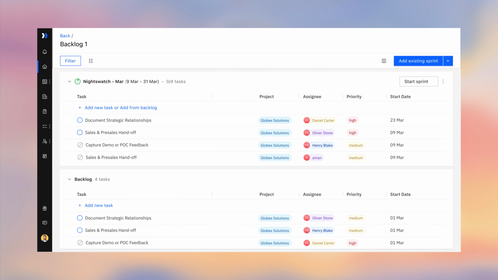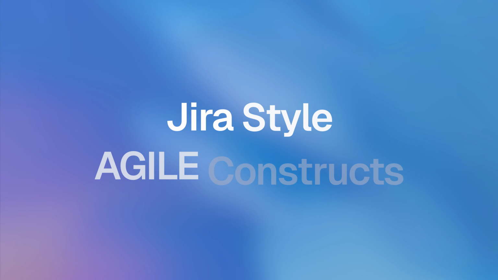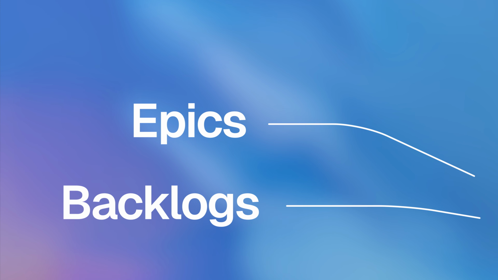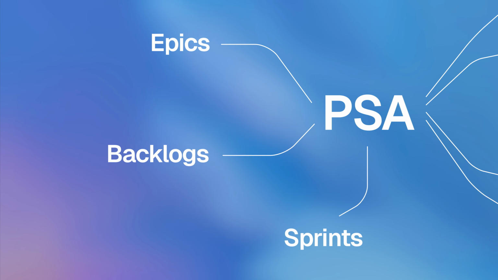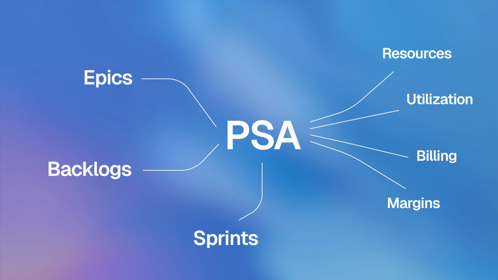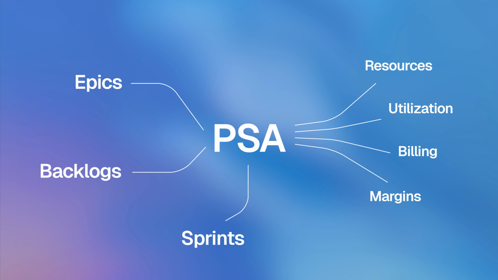You can prioritize items, link them to epics, pull them into sprints, and give every task clear context around why it matters and what's pending. The big differentiator here is that Rocketlane brings Jira-style agile constructs like epics, backlogs, and sprints directly into your PSA, fully connected to resources, utilization, billing, and margins, so teams don't need a separate agile tool to plan iterative work while staying operationally and financially aligned.